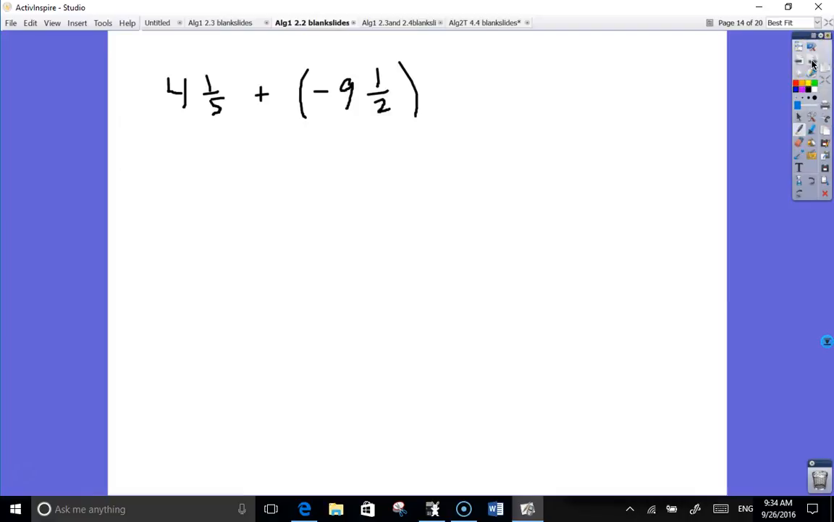Okay, what about fractions? So, this book, a lot of their problems when they deal with fractions, they have these mixed numbers, right? It's like 4 and 1/5. Most of the time we don't. Most of the time we have improper fractions where the numerator is bigger than the denominator. How do I change a 4 1/5 into an improper fraction?